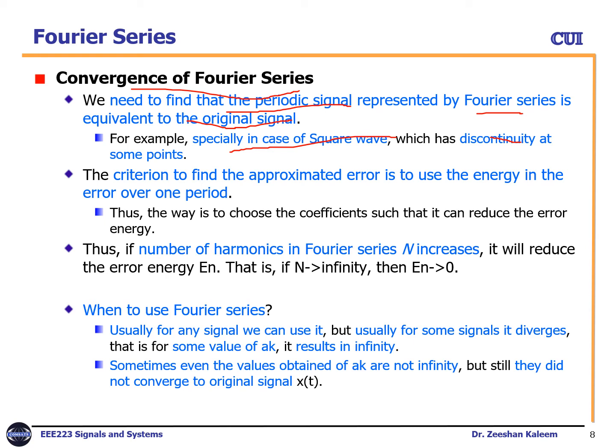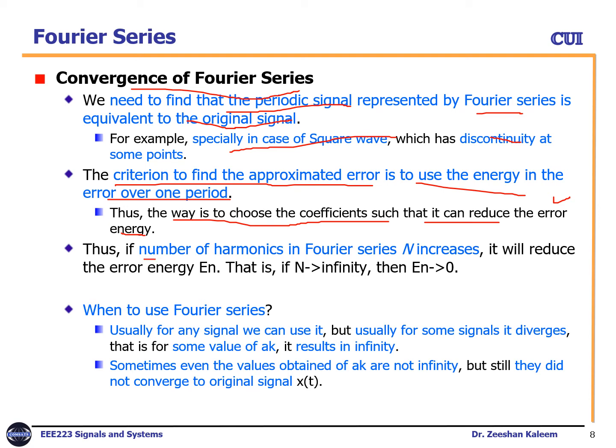So how can we find that the Fourier series is converging or not? The criterion to find the approximation error is to use the energy in the error over one period. So the way is to choose the coefficients such that they reduce the error energy. So we have to select the coefficients a_k, that is a_1, a_2, a_3, a_-1, a_-2, a_-3, in such a way that it reduces the error energy. What error energy is, we will discuss later.